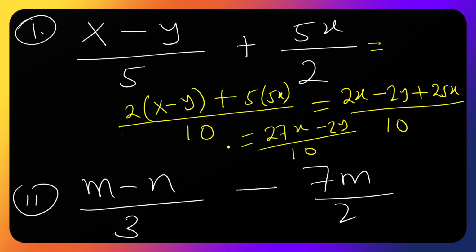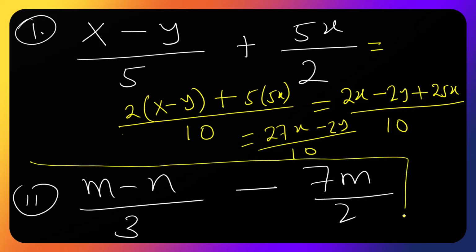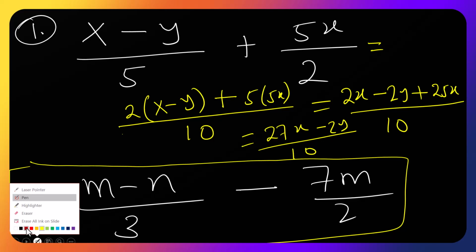All right. Now, can you try the second one? Okay. So pause the video and give it a try. m minus n on 3 minus 7m on 2. So how do we go about that? How do we simplify?